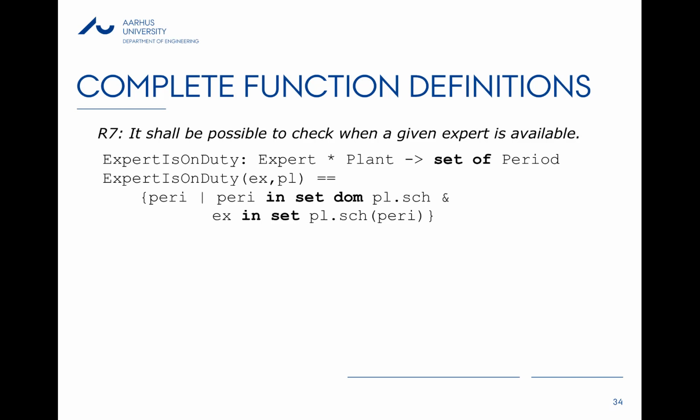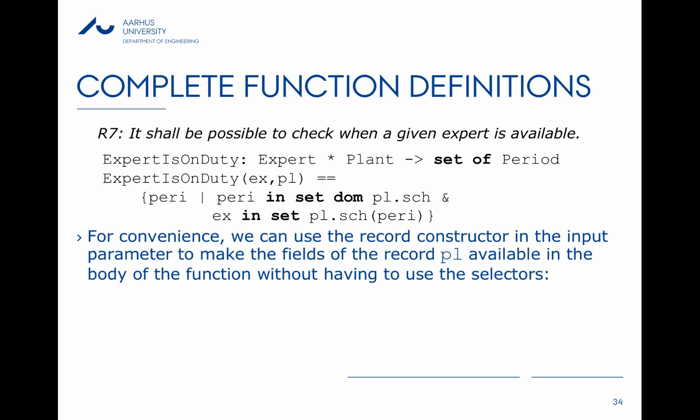Now here I'm using something called a set comprehension. At first this may look peculiar to you, but once you get used to it, you will see that it is a really, really powerful kind of construct. The way to read this is that we want to say that peri is in the set of the schedule. So we run over all possible periods, and if the property that's written after this ampersand is true, so EX is in the set of the period, meaning he's on duty, he's one of those who is on duty, then we want to take the period out because we're interested in, for a particular expert, finding out the set of periods where he's on duty.